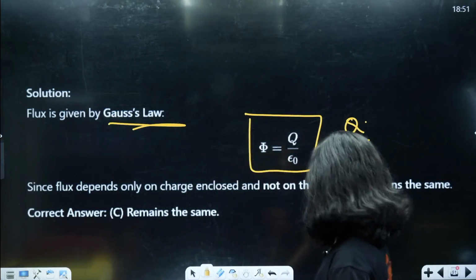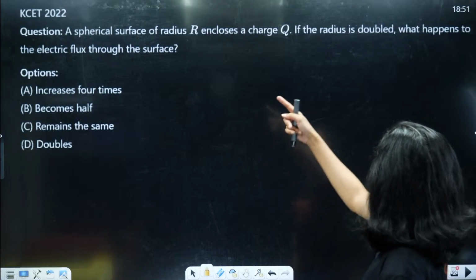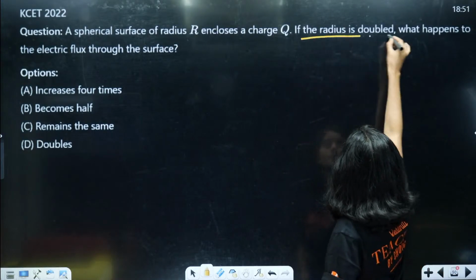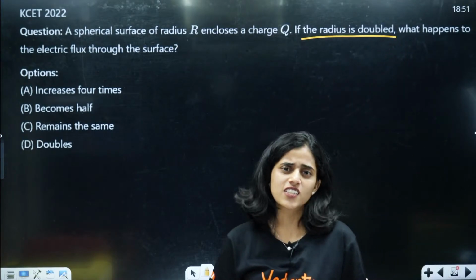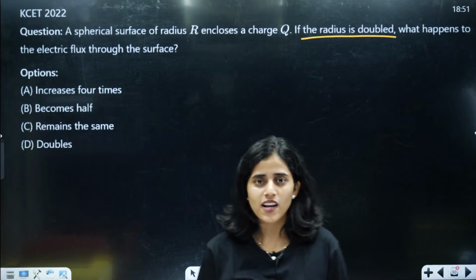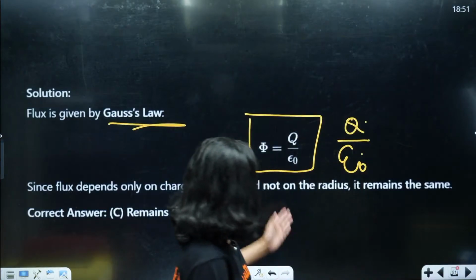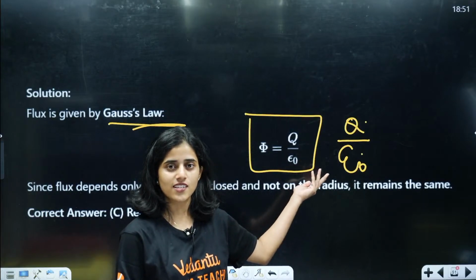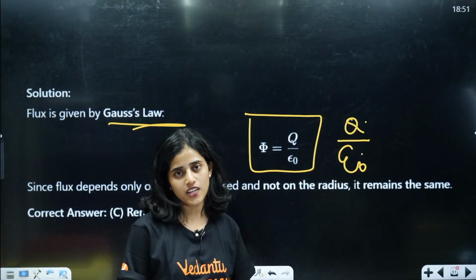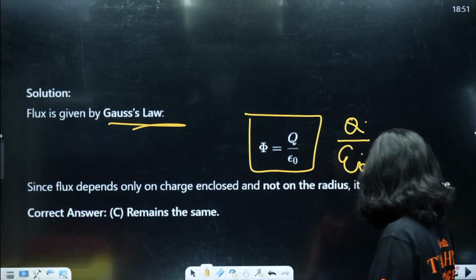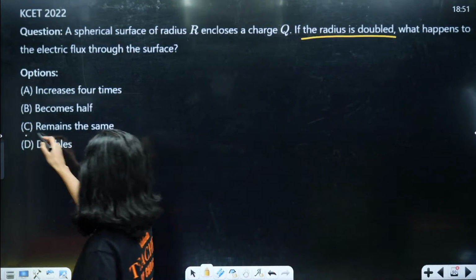So in this question, if the radius is doubled, does it actually change the flux? Because the formula for flux is Q by epsilon, where is the radius here? It is independent of radius. So obviously the answer should be that it remains the same.